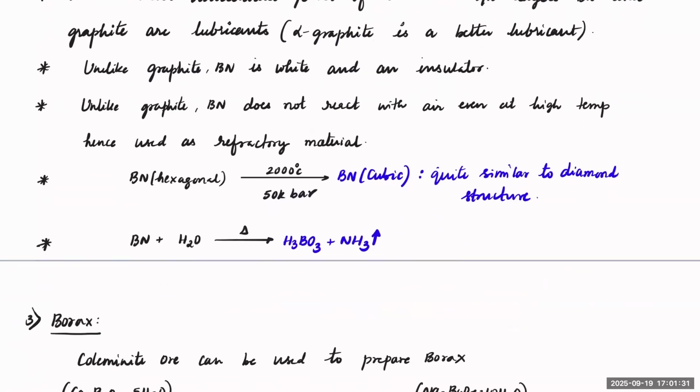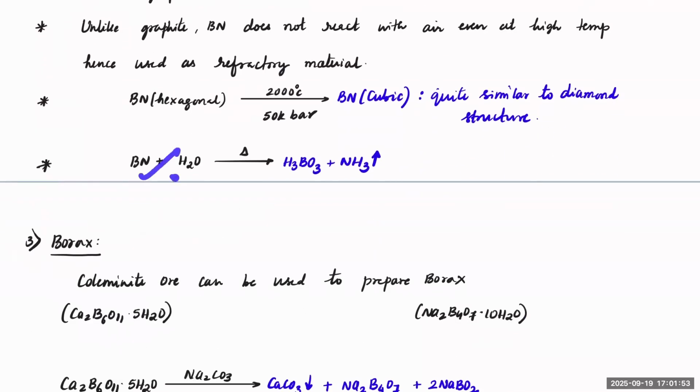So if you have hexagonal BN, even at 2000 degrees centigrade it can only change its shape, but it does not melt or crack. And it will start showing a more diamond-like structure. Now, boron nitride, when you react it with steam, will start cracking into boric acid and ammonia.